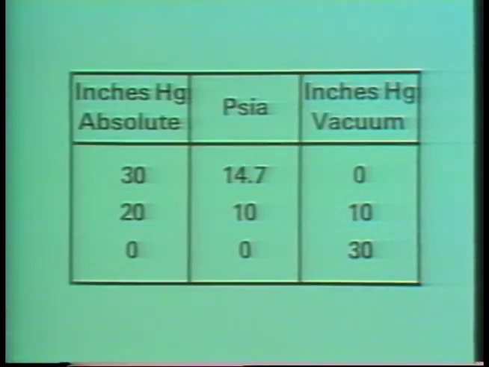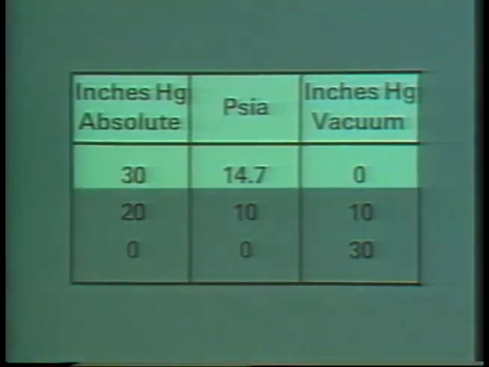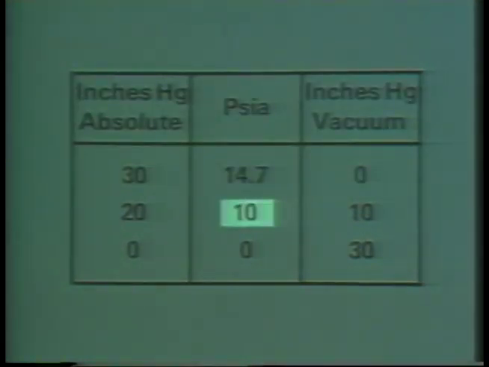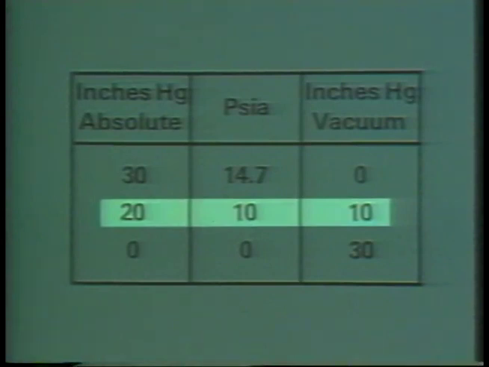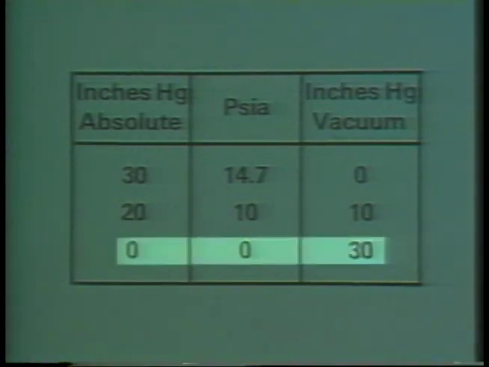Okay, now we've seen how vacuum works, and we've looked at the two ways vacuum is measured. And this chart will help us review the relationship between inches mercury absolute, psia, and inches mercury vacuum. Again, we'll assume atmospheric pressure is 14.7 psia. At atmospheric pressure, vacuum is 30 inches mercury absolute and 0 inches mercury vacuum. At 10 psia, vacuum's about 20 inches mercury absolute and 10 inches mercury vacuum. And finally, at 0 psia, there are 0 inches mercury absolute and 30 inches mercury vacuum.